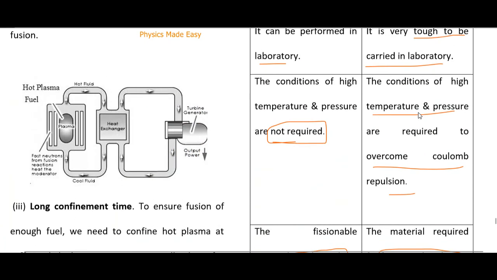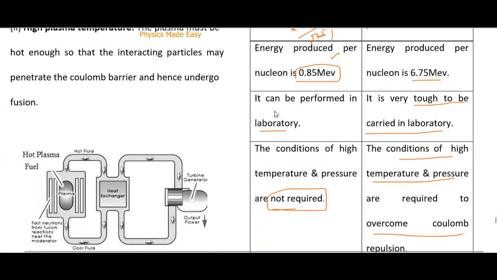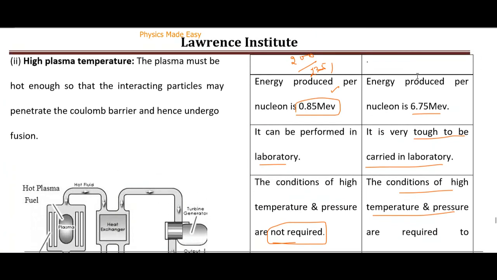Another important fact, we need very high temperature to overcome Coulomb repulsive forces. We don't need high temperature in fission. Fission can be performed in the lab. Fusion cannot be performed in the lab. And energy emitted per nucleon is more in fusion than in fission.